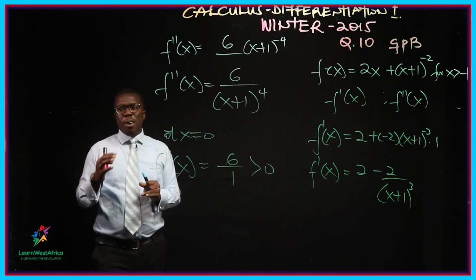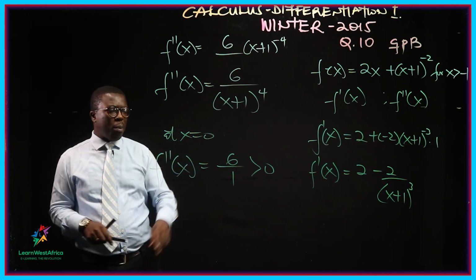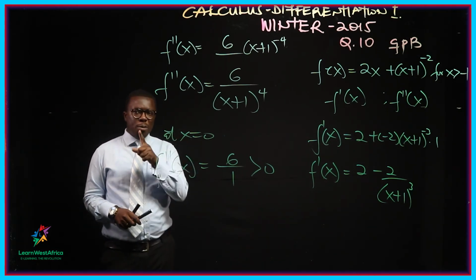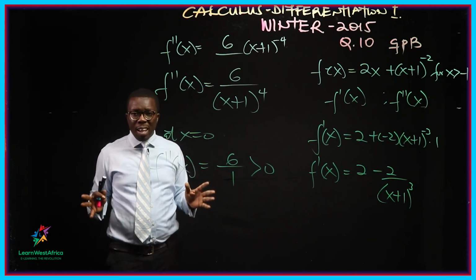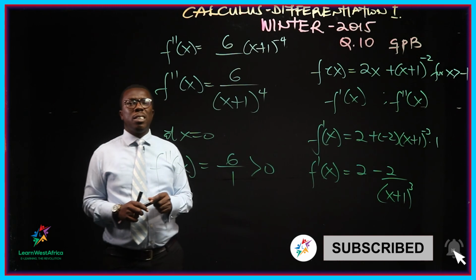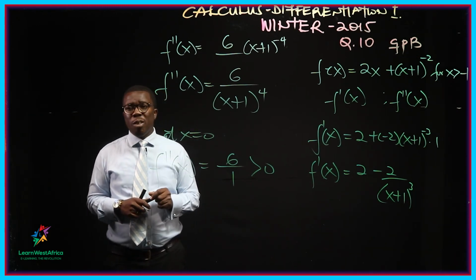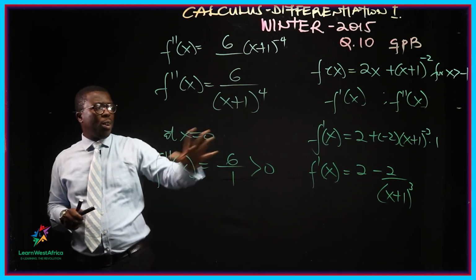So for the value of x = 0, your f''(x) gives you a positive number. That point is a minimum for the value of x. Hence, we can say that at x = 0, it is true that the function is minimum. That is question 10, question paper 13 for you. So you have your solutions there.